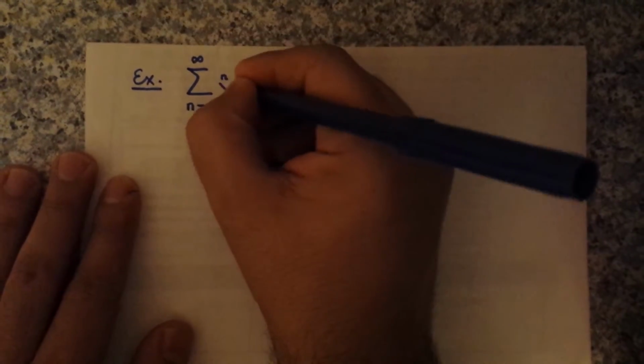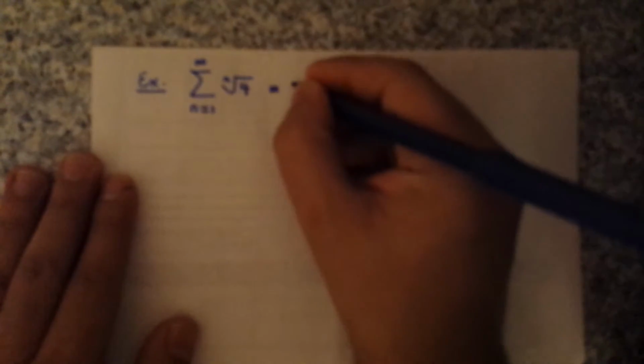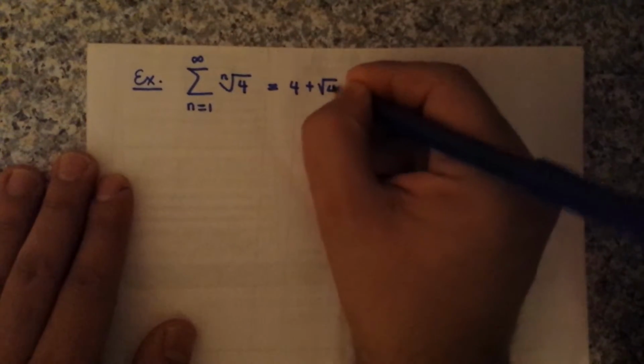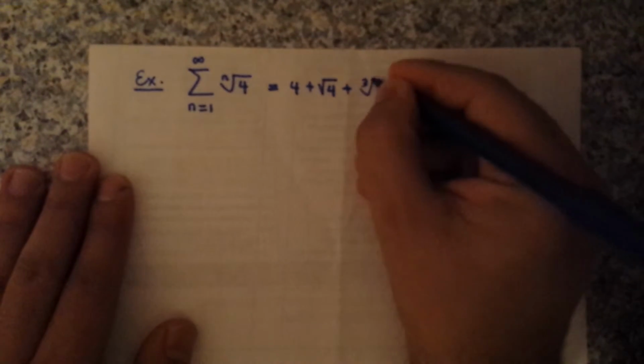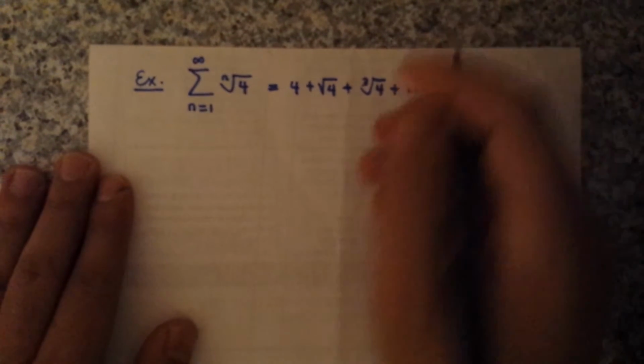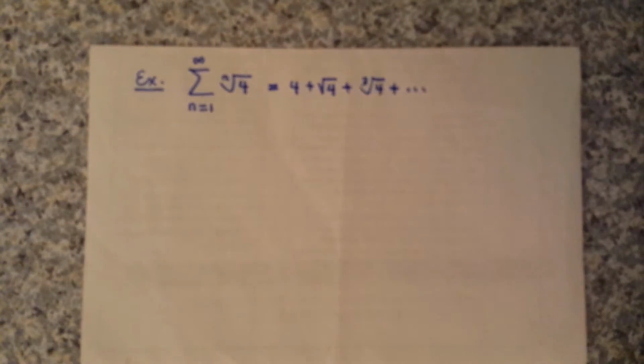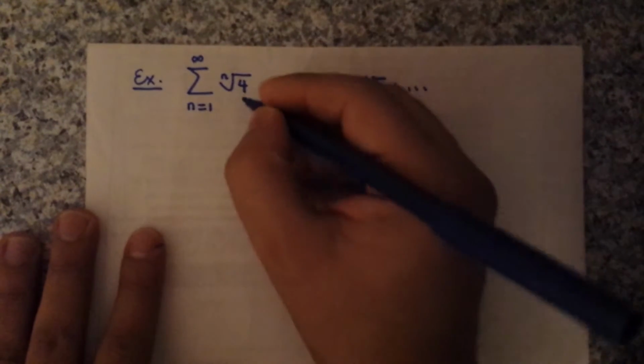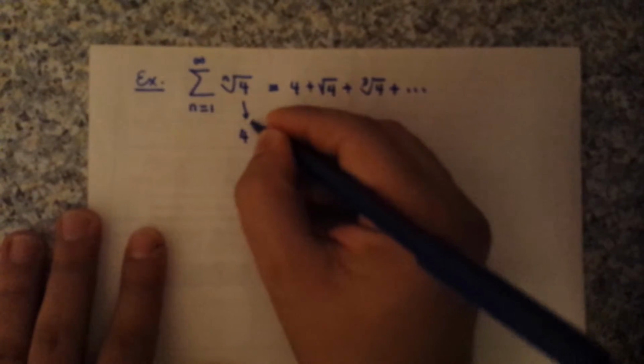Another common example that I want to solve, of course the problem is just determine whether this is convergent or divergent. But look at this one: the sum from n equals 1 up to infinity of the nth root of 4. So basically you're talking about 4 plus square root of 4 plus cube root of 4 and so on. You're taking all the roots of 4, and you can see it's not geometric. You can write this as 4 to the 1 over n.